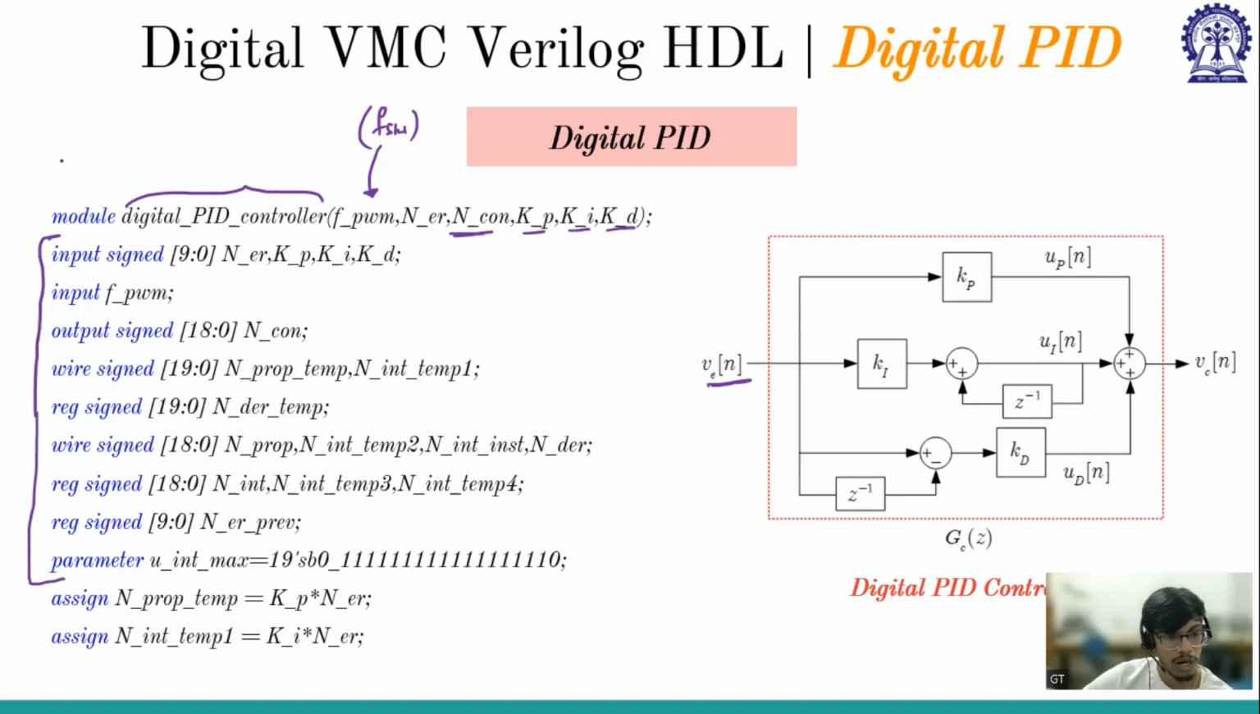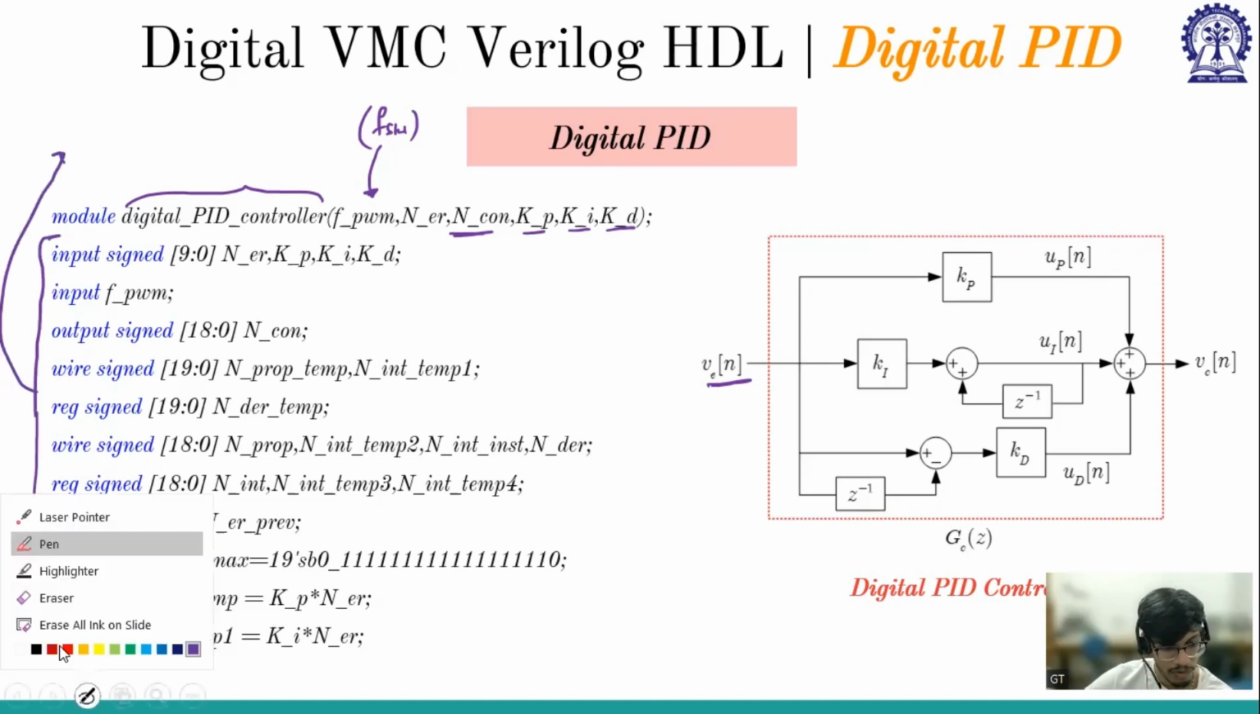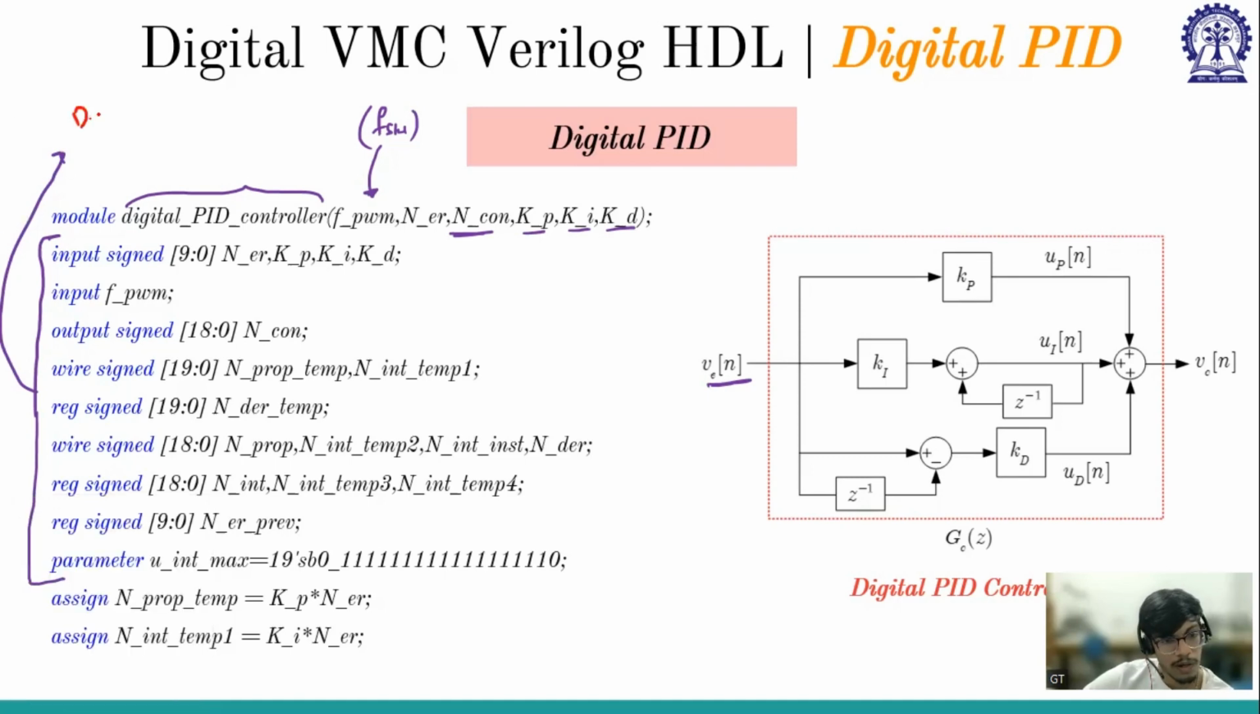So these are all declarations of inputs, outputs, whatever wires and registers are needed for our code. All those are being declared. And from here to here, the code starts. So n prop temp is some temporary variable that SAR has used. Why SAR is using that will come.